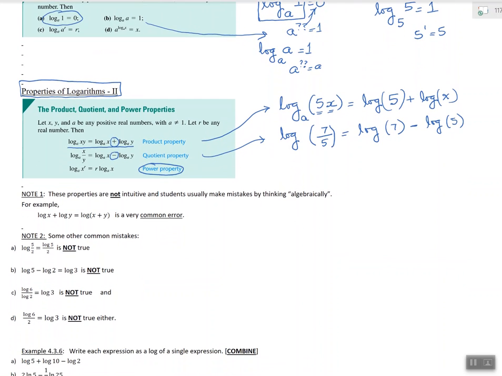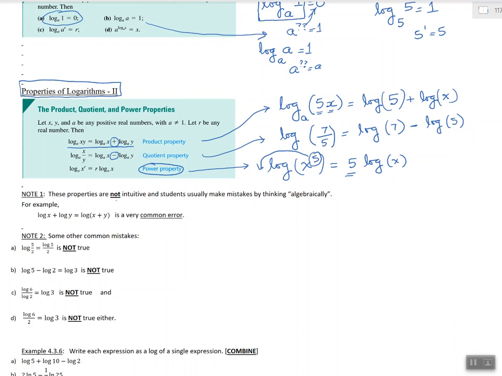The power property, as I said, is very, very important, and it says the following: log of, now notice I'm not writing any base, so if I don't write any base, that means base is 10. But it really doesn't matter. All these things work as long as you have the same base in the equation. So suppose you have log of x to the power 5, that would be 5 times log of x. So this exponent comes and sits in the front in this manner.